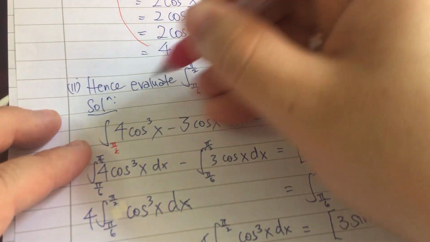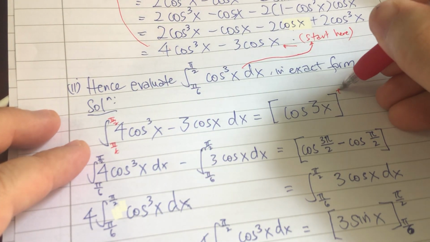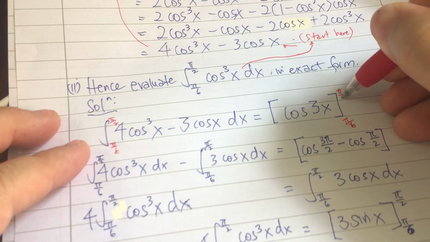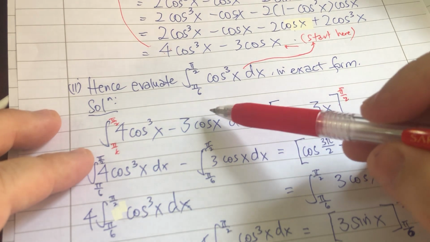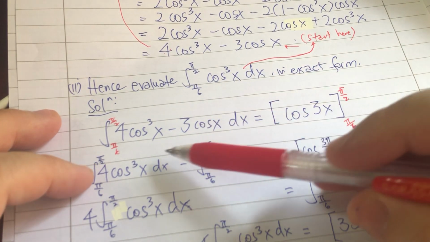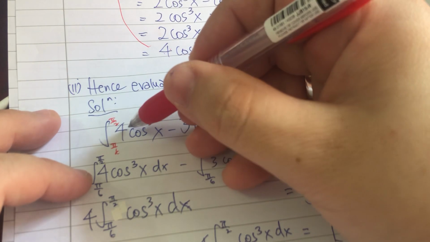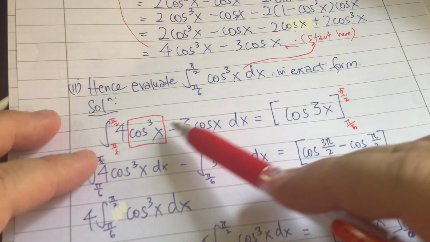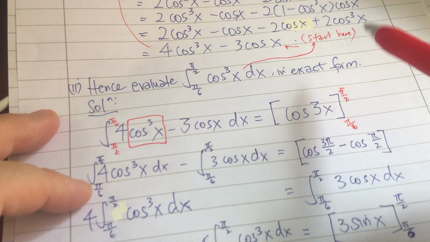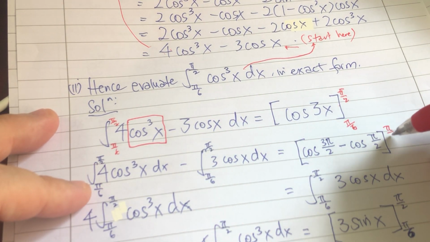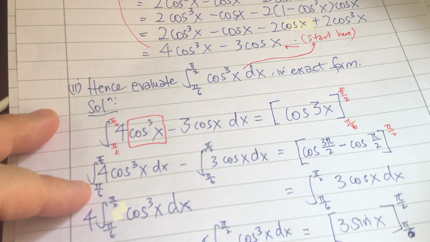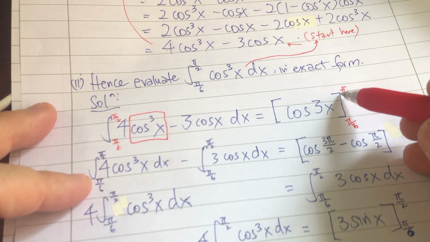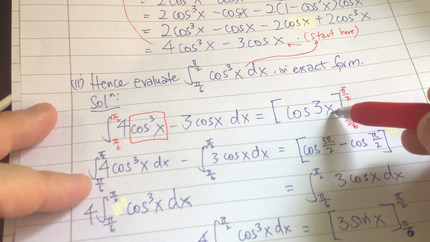Pi over 6, pi over 2, always write the bottom first. Pi over 6, then pi over 2, okay? Then you see whether this is exactly what you want or not. Oh, it's not, because what you want is only here. Meaning to say you have to slowly remove all these. But the good thing for this particular question is you throw in this, minus you throw in this.